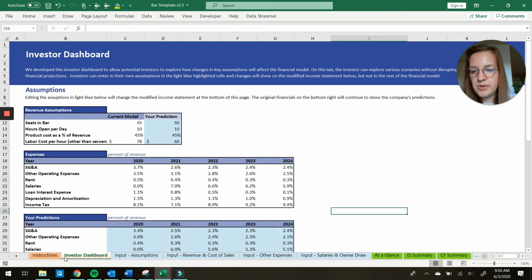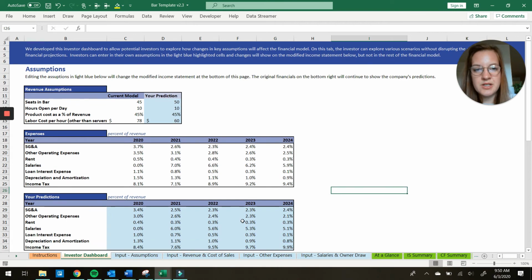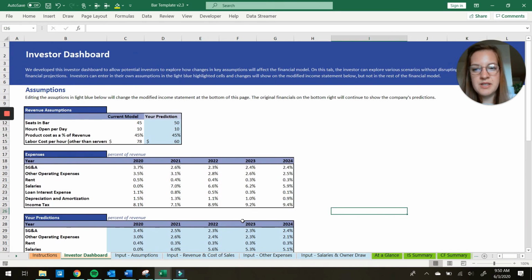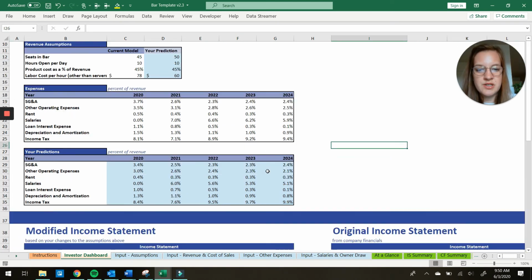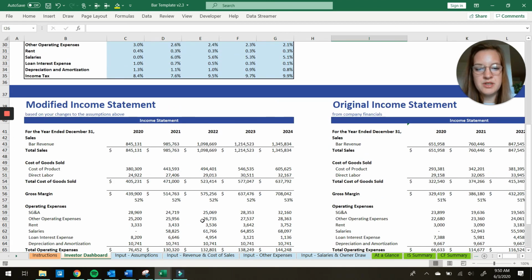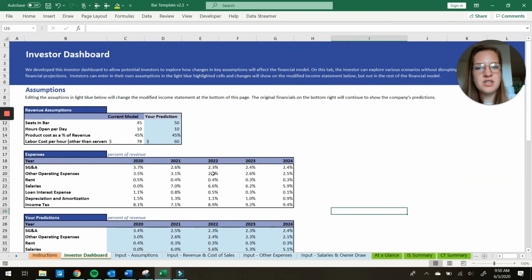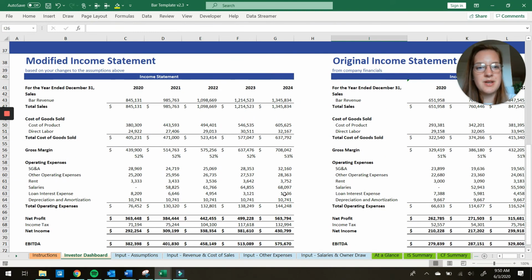Our last tab is a new addition, the investor dashboard. These are new to all of our version 2 templates. And what the investor dashboard enables you to do is to change some major assumptions of the model. And what that's going to do is change the assumptions for this modified income statement below, but it's not going to change anything throughout the rest of the model. So this is great if you're trying to model different scenarios. It also works well if you're showing this to an investor and they can sort of play with the assumptions of the model and see how that affects your income statement without it changing the original income statement.